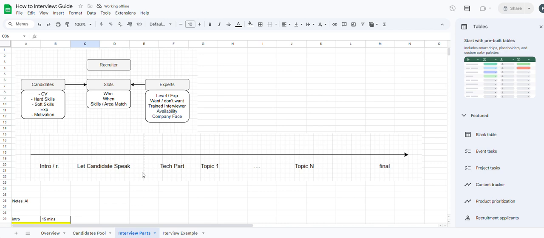Why is it important? First of all, it will give him time to adapt and to give you information about something which is already familiar to that person, because he already knows information about himself. So when he talks, it will give him time to adapt, and also give you some kind of overview about that candidate, and it will be a good start for the interview.